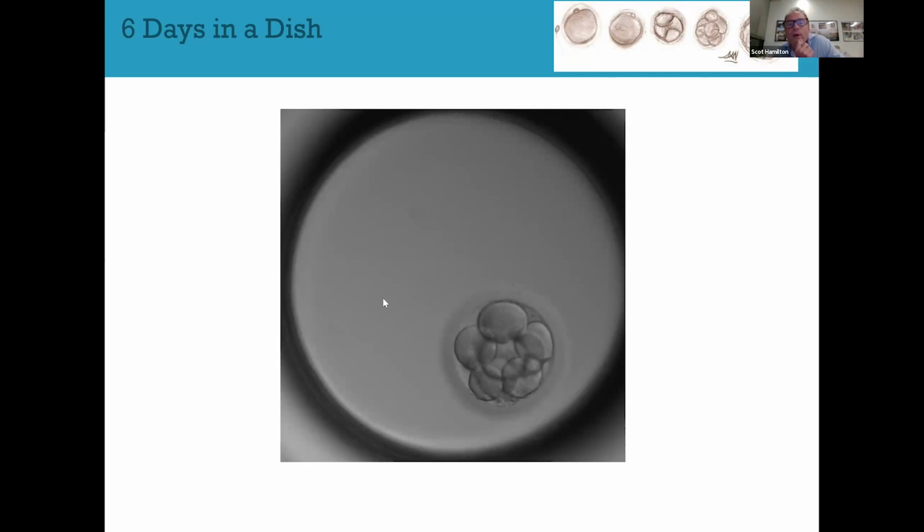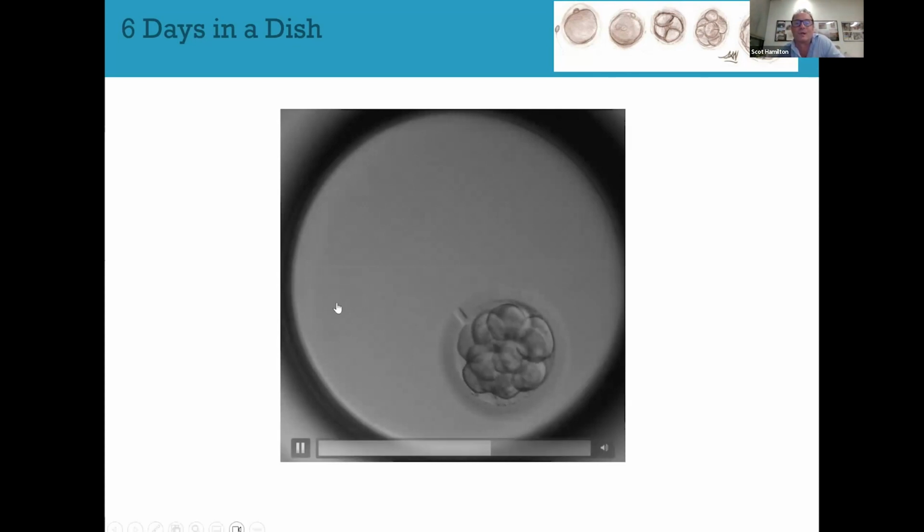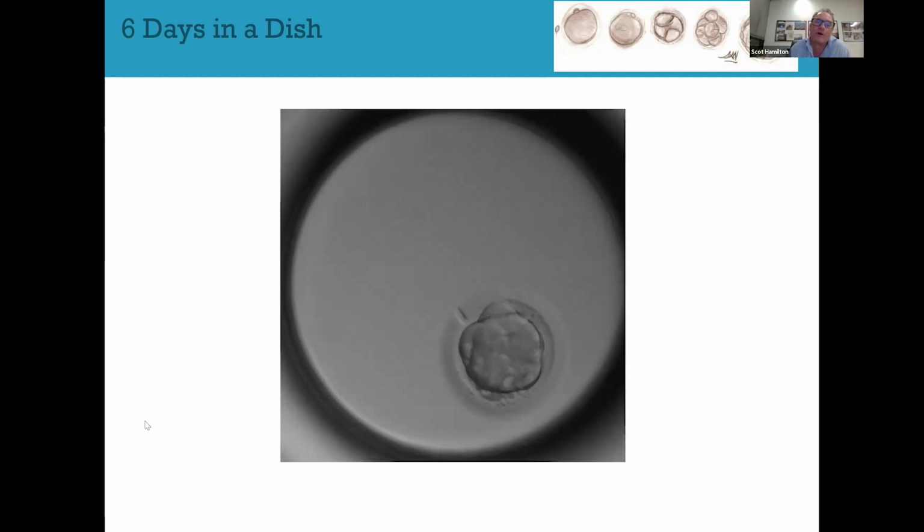And this was a genetic testing cycle. So you didn't see it because we took it out of the incubator between the pictures, but they put a little assisted hatching hole in the zona pellucida, and that allows, under pressure, a few cells to squeeze through that hole, and these can be biopsied for pre-implantation genetic testing when they reach that spot.